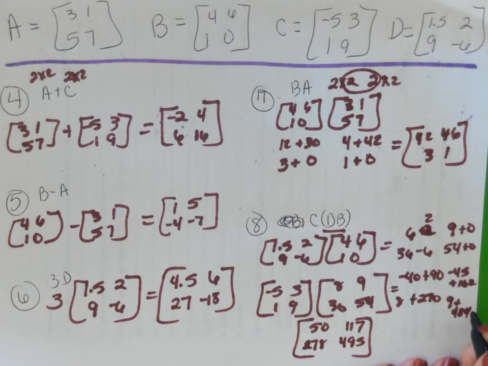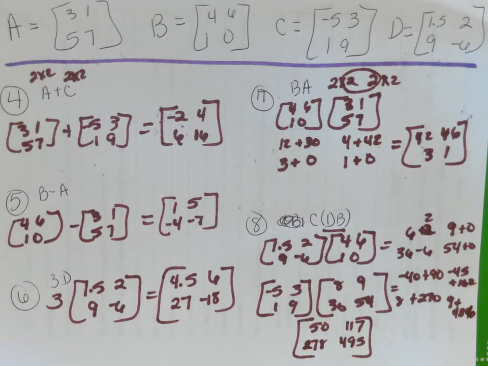Oh, that should have been a 6, not a 4. There we go. We got it. Okay, that is 1 through 8 on page 185.